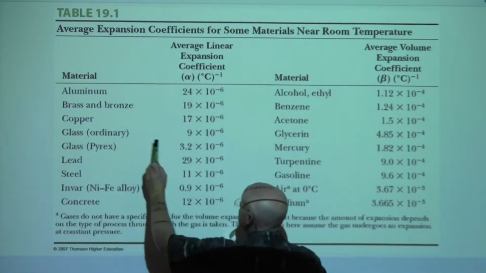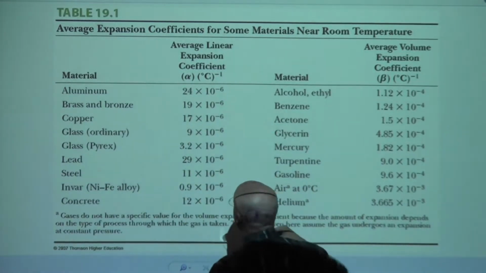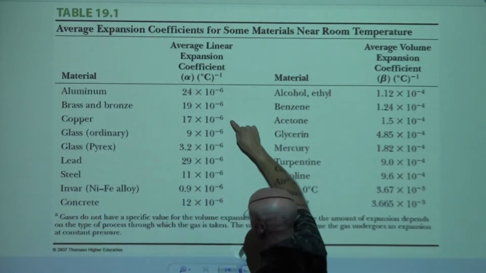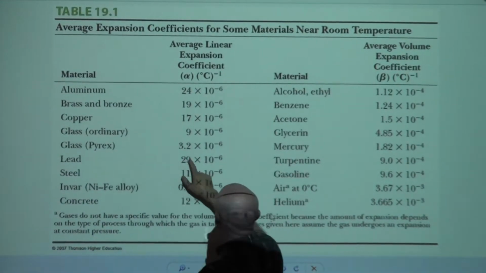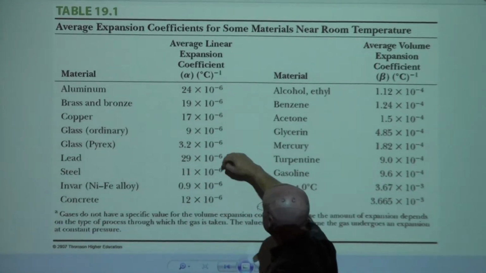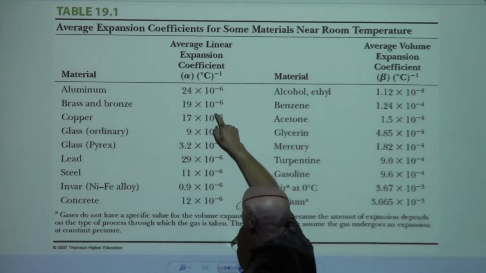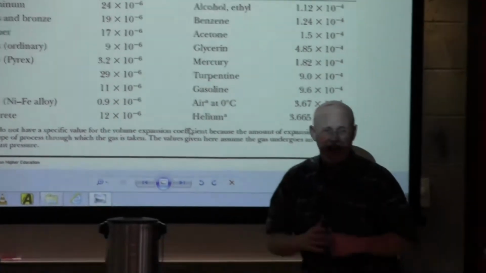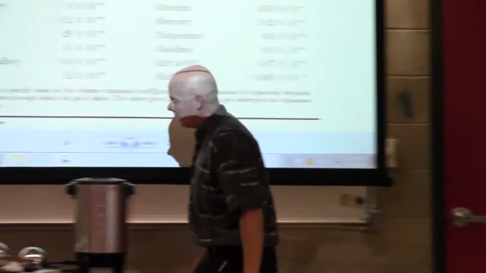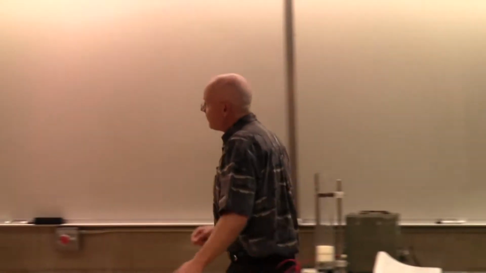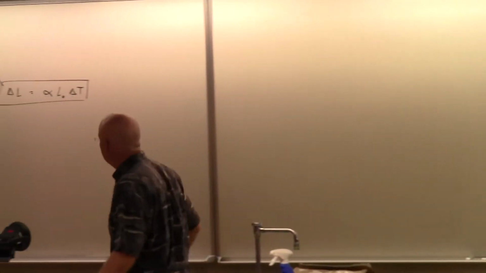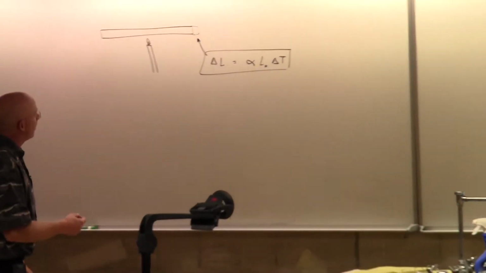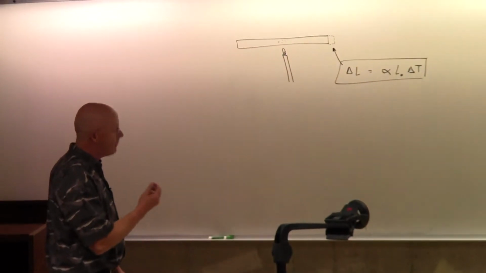You can see things like aluminum expand quite a bit. I think aluminum's the most on here. Oh no, I guess lead's a hair more. But we've got aluminum and brass and bronze and copper and a whole list of things of how much bigger they get. And that's kind of where I was hoping we had stopped. Actually, I was hoping we had a chance to do one more step.